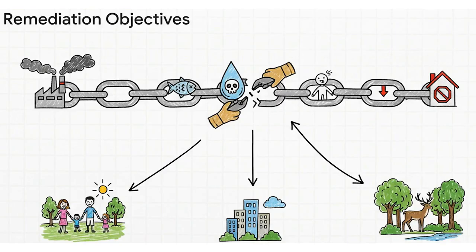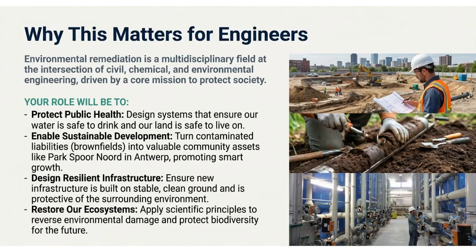So the remediation objective is basically to break the chain, the risk triad chain that we discussed, and make the land or the environment reclaimable again for the prosperity of not only human mankind but also the other ecological systems. So why does this matter? Because it is associated with public health. It enables sustainable development. It helps us in designing resilient infrastructure, and importantly, it helps us to restore our ecosystems.